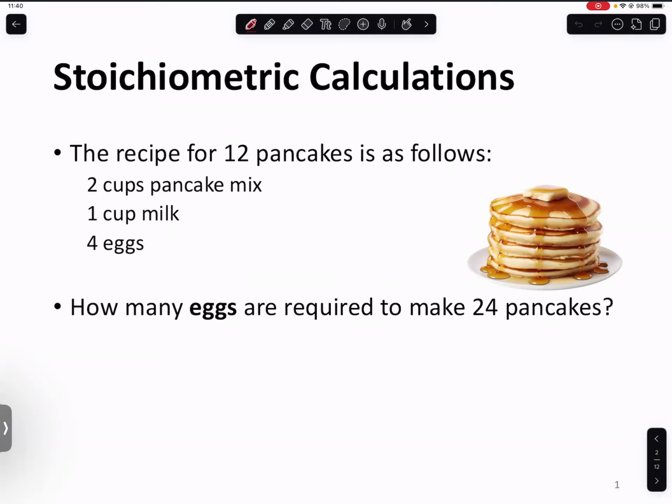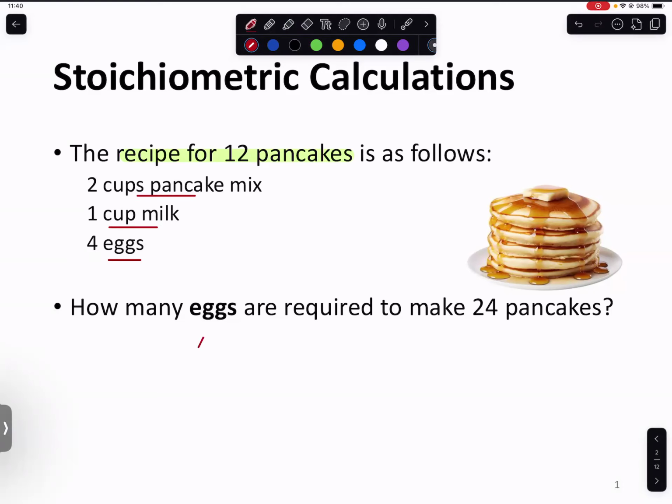Our stoichiometric calculations are based off of dimensional analysis. So if you can set up a dimensional analysis problem, you really can apply stoichiometric relationships for anything. Like, for example, we have here this example of how to make 12 pancakes. So this is a recipe for 12 pancakes. Now the recipe calls for 2 cups of pancake mix, 1 cup of milk, and then 4 eggs. Okay, and on the first slide here, it asks how many eggs are required to make 24 pancakes.